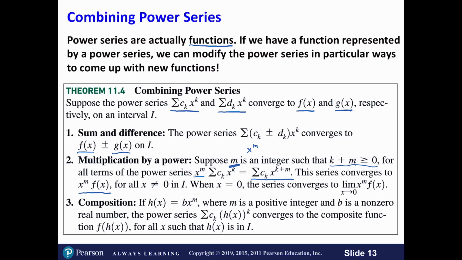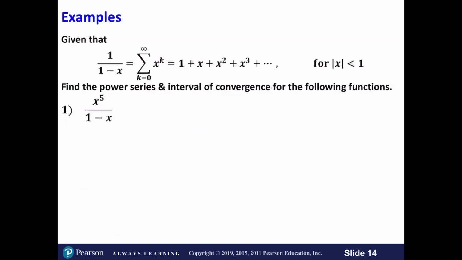And finally, if we have a composition of functions, suppose that h(x) is equal to b x^m, where m is a positive integer and b is a non-zero real number. The power series sum of c_k times h(x)^k converges to the composition function f(h(x)) for all x such that h(x) is in I. This is a super complicated theorem, but it's actually super easy. It looks complicated, but it's not that bad. So let's do some examples.